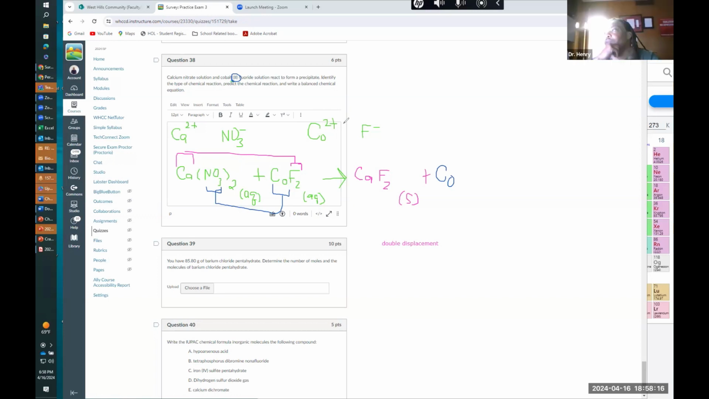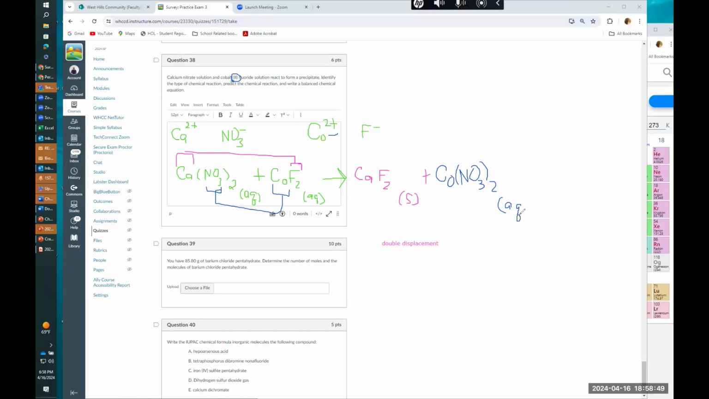Cobalt is plus what? I don't know. Let me check. Look on the board. Two plus. That's right, because the Roman numeral is 2 plus. I forgot the Roman numeral. So how many nitrates will I need to balance it out? Two. Anytime you have nitrates, anything with nitrate, it's always going to remain aqueous. So nitrate with something else is always going to be aqueous.